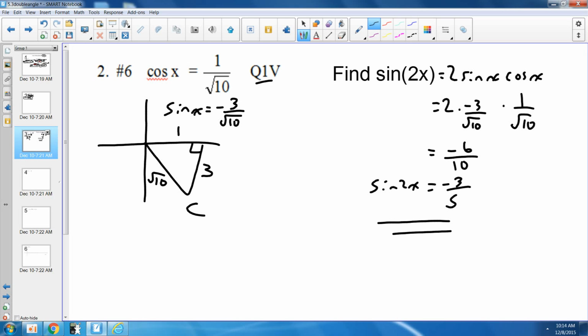Now, if the question was, what's the cosecant of 2x, you're going to remember that the cosecant of an angle and the sine of an angle are reciprocals. So that answer would just be negative 5 over 3. So if you want to find the cosecant of 2x, you would find the sine of 2x and then flip it at the end. Same thing is true for secant or cotangent.